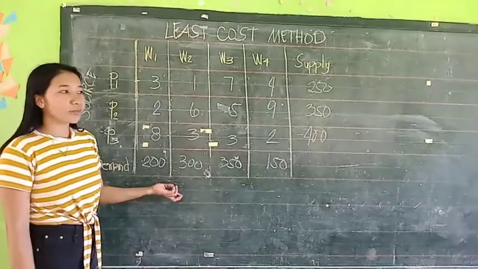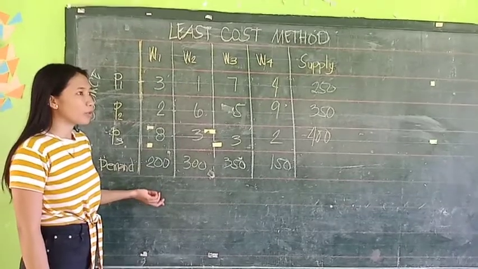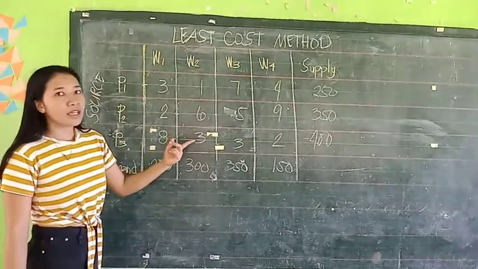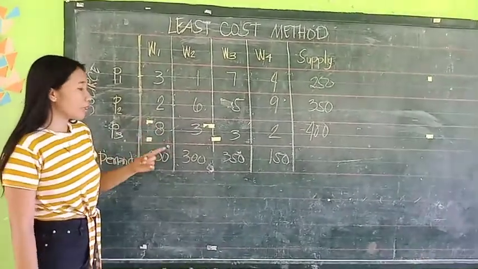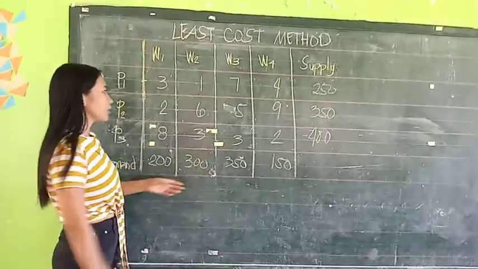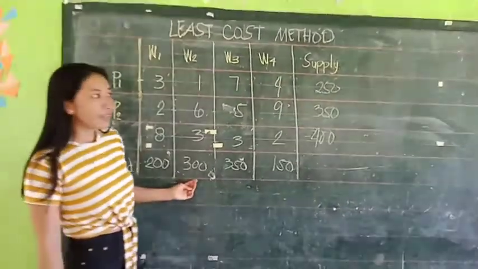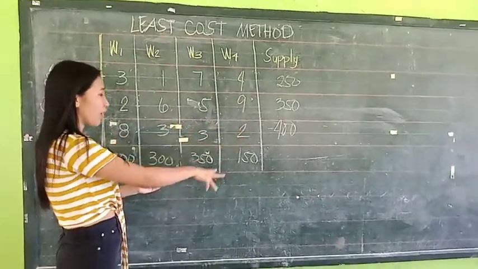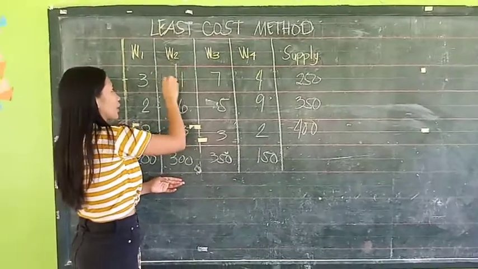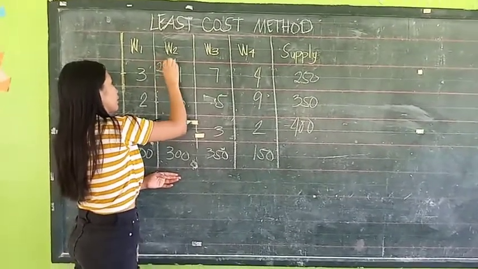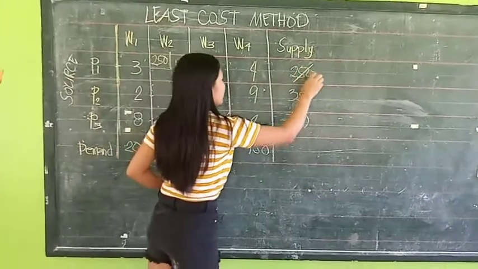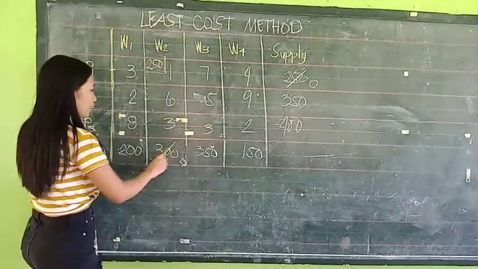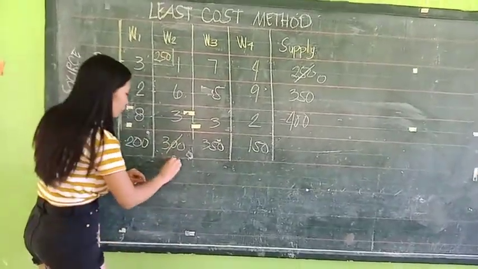Second is the least cost method. To get the least cost method, we need to find the least number. As you can see, 1 is the least number. Since 1 is our least number and our demand is 300 and our supply is 250, 250 is less than our demand, so I will allocate 250 here. The 250 will be cancelled and become 0, and 300 minus 250 is equal to 50.